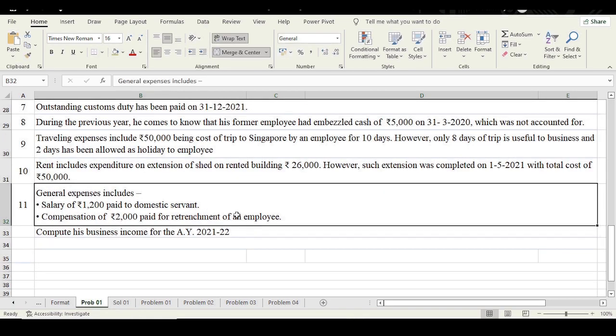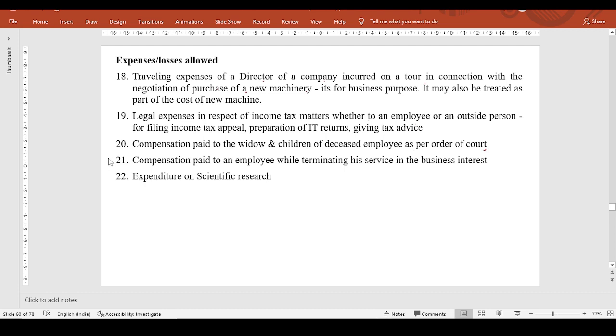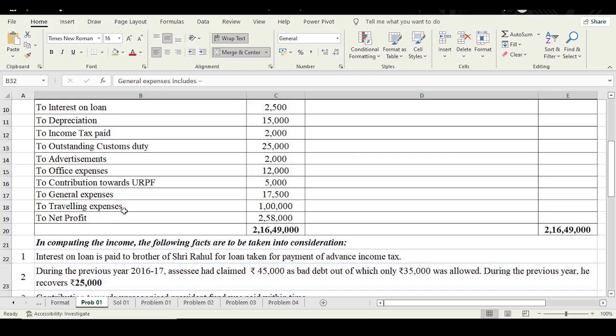Then what is the second one? General expenses also include compensation of rupees 2,000 paid for retrenchment of an employee. Any compensation paid for retrenchment of an employee is an allowable expenditure. Let me again quickly take you to the provision. So the provision is given in point 21. So compensation paid to an employee while terminating his service in the business interest. This is an allowable expenditure. The next is, so we are done with general expenses.